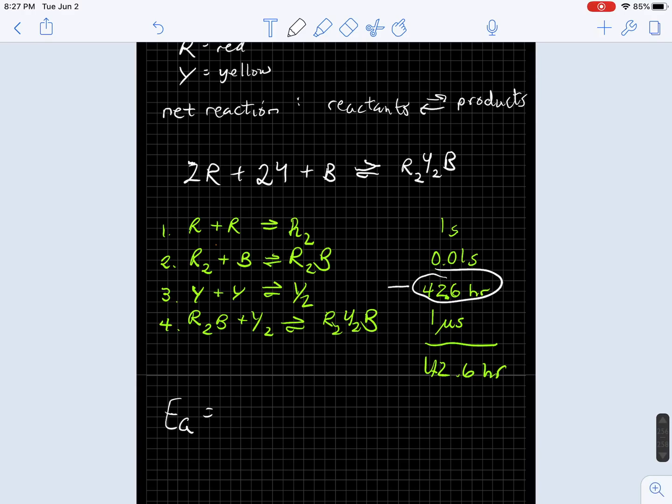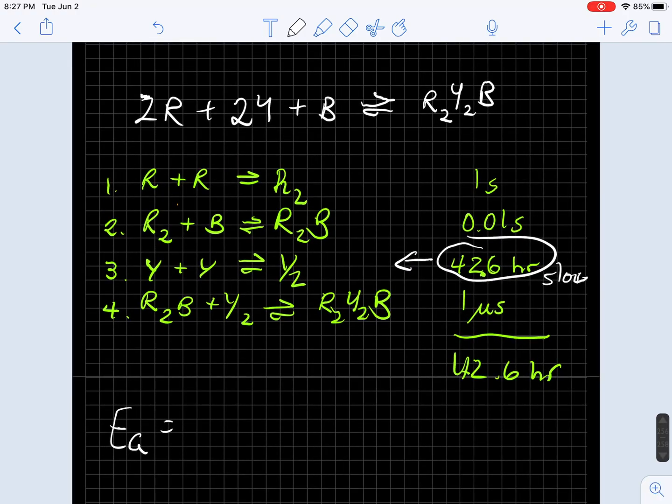which means that our rate is determined based upon what happens here in the third step. So we would say that the third step, which is the slow step, so our slow step is our rate determining step.